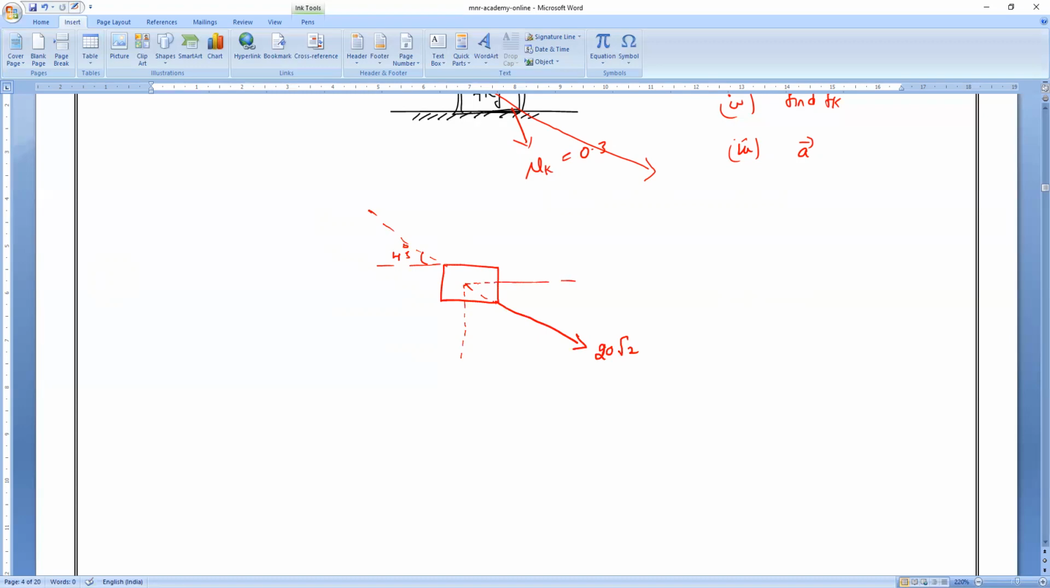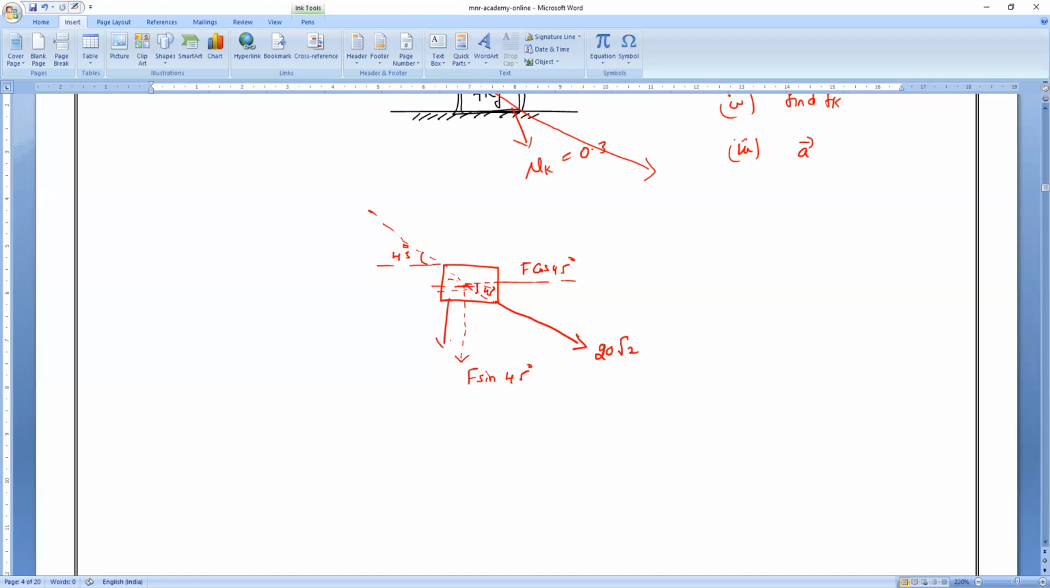So what is the angle here? Anybody can tell me. If I take it here, it will become 45 degrees. So here it is 45, which means the opposite is also 45. So this is 45 degrees. Here it will be F cos 45, and here F sin 45.